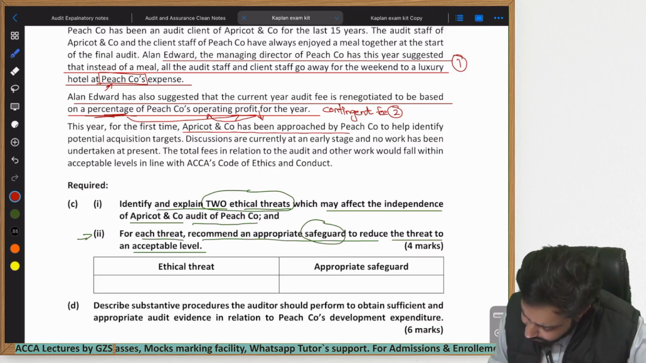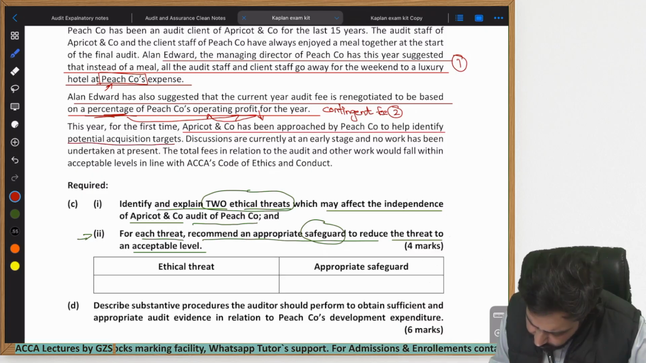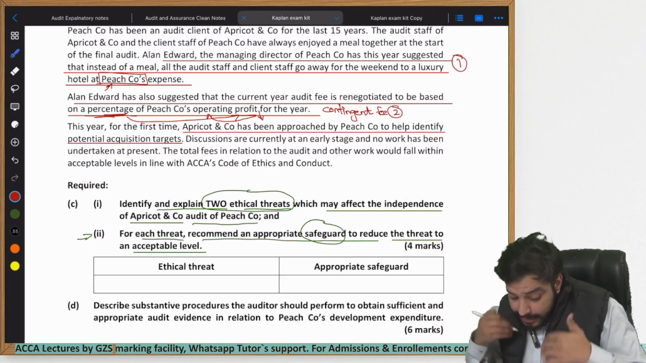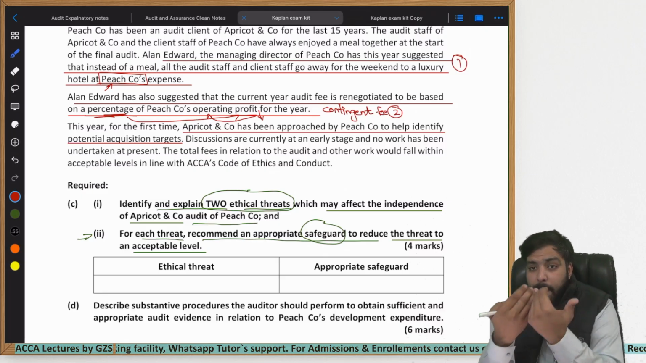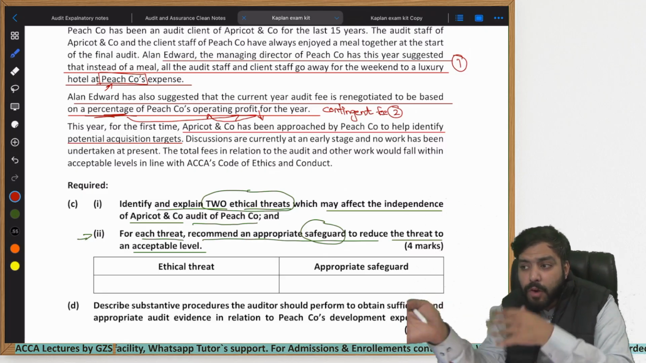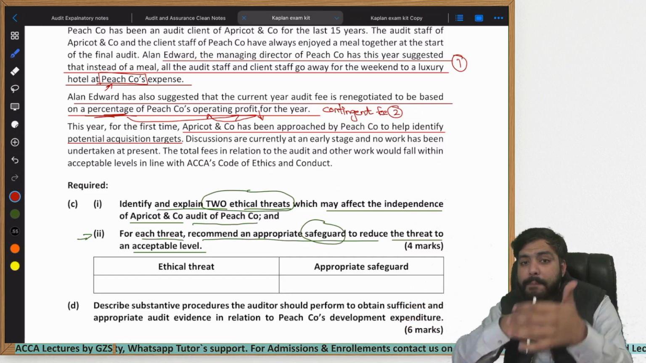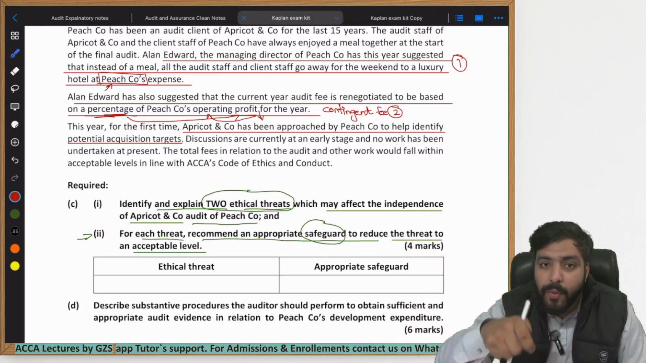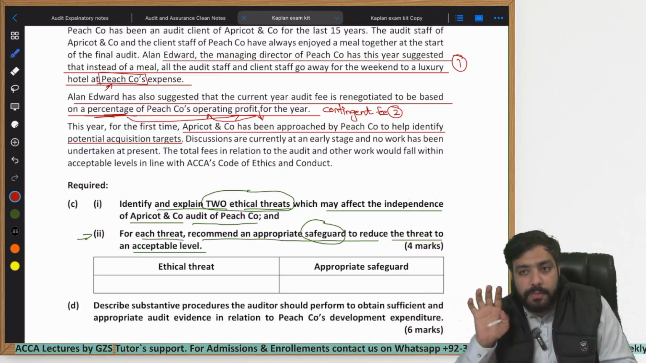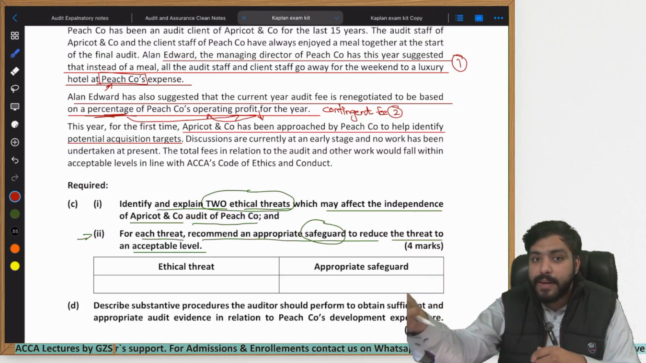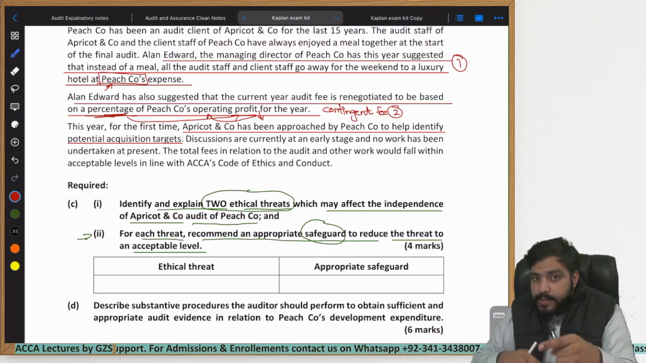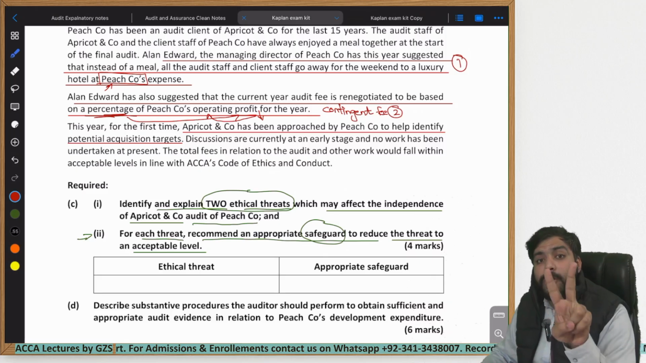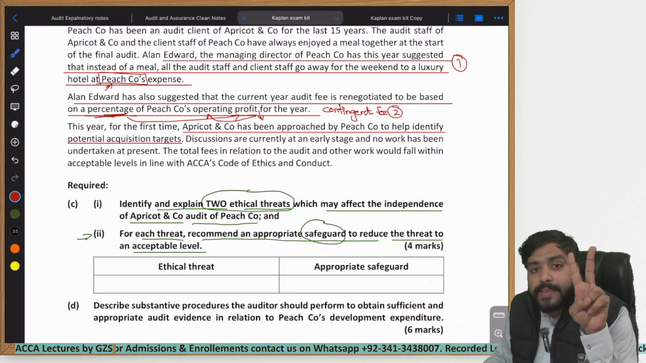Apricot Corporation has been approached by Peach Corporation to help identify potential acquisition targets. This means that we would now be representing them in front of the different companies we will have meetings with to identify which companies should be acquired by Peach Corporation. Being an auditor, we cannot represent them. This creates an advocacy threat, number one. Number two, this would also create a self-review threat.